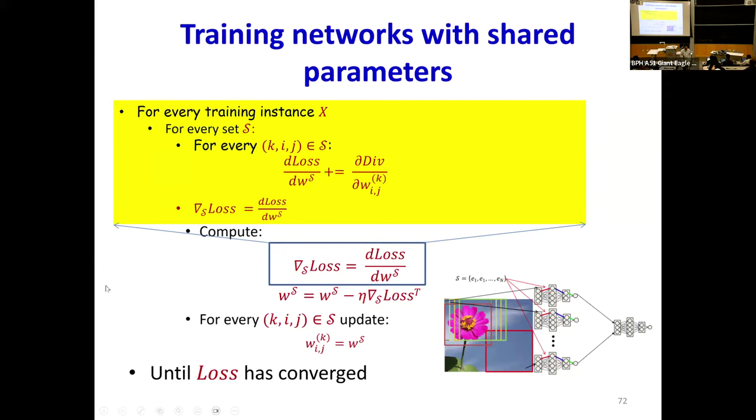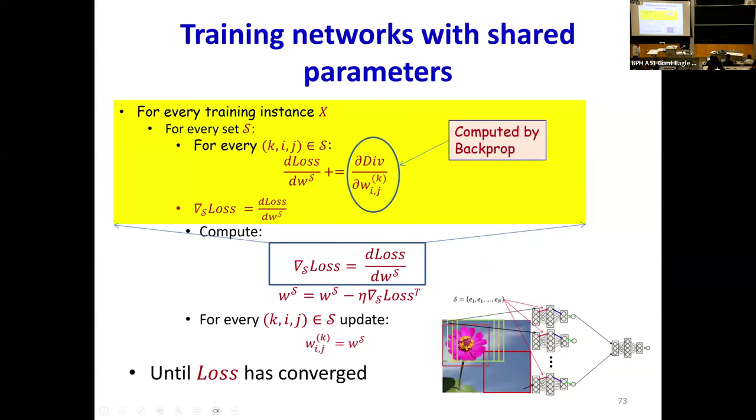Yes. When you say you have to calculate over each of the parameters that share this common value, that means each of the subnets that scan. So for example, all of these red arrows are required to have the same value, right? So I'm going to compute the derivative of the divergence with respect to this weight, with respect to this weight, and with respect to this weight, and then sum them all up, right? Questions, anybody? Okay.